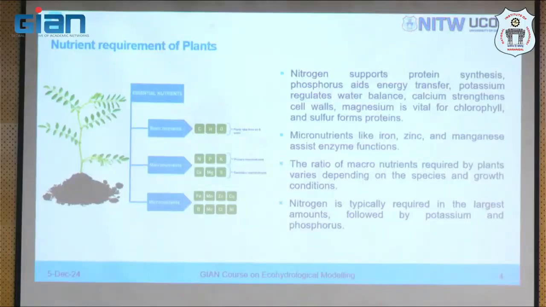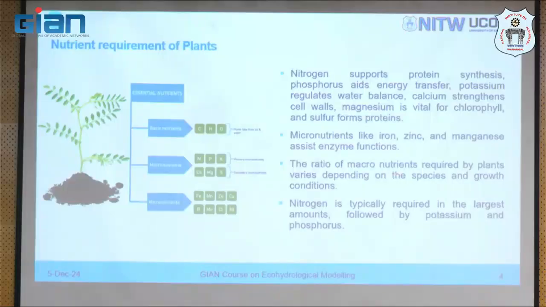Your enzymes, your microenzymes that are there, the functioning of the plant, right. So, your plant physiologist or crop physiologist will be able to, they do a lot of work on how different nutrients affect the plant growth or the crop growth, right. So, the ratio of macronutrients, although I am saying that in general nitrogen is the most required nutrient, the ratio between different nutrients depends upon the plant varieties and also depends upon the growing conditions.